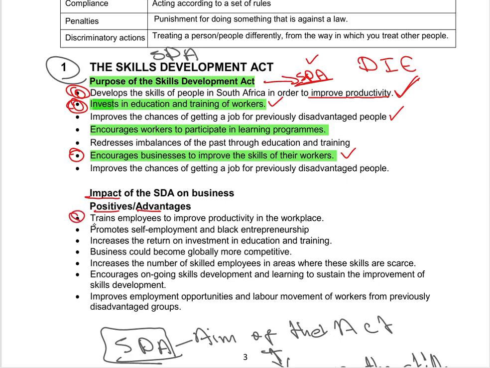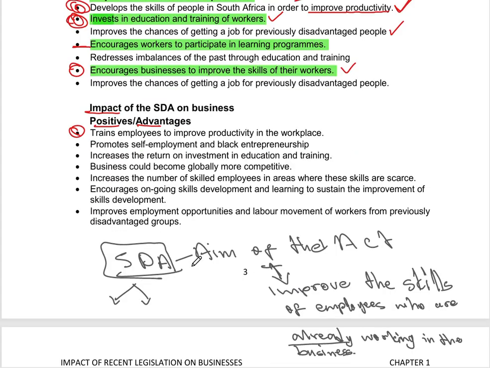Let's take this one. So whenever they say Purpose of Skills Development Act, think of DIE. D for develops the skills of people in South Africa in order to improve productivity. I is for invest in education and training of workers. E is for encourages businesses to improve the skills of their workers. You can even choose this one since it has E. All right. So about the impact there, we are going to take 2 positive, 2 negative.